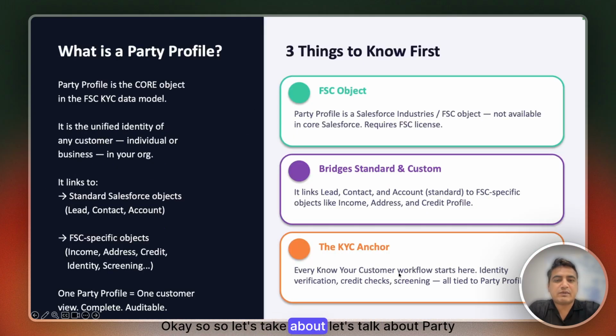Okay. So let's talk about Party Profile. Party Profile is the core object in the Know Your Customer data model. It is the unified identity of any customer, individual, or business in your org. It links to standard Salesforce objects like lead, contact, and account. It also links with FSC specific objects like income, address, screening, and credit identity. One Party Profile can be linked with one customer only, and it provides you a complete view, which is auditable as well. So, three things to know first before we talk more about Party Profile.